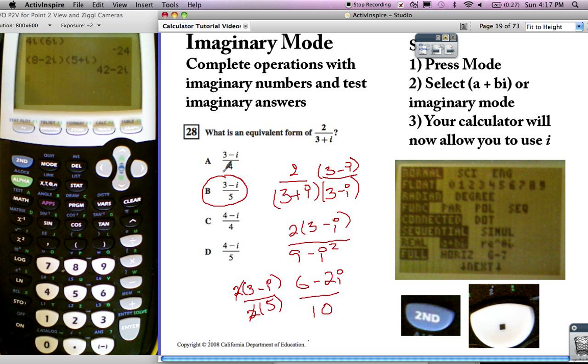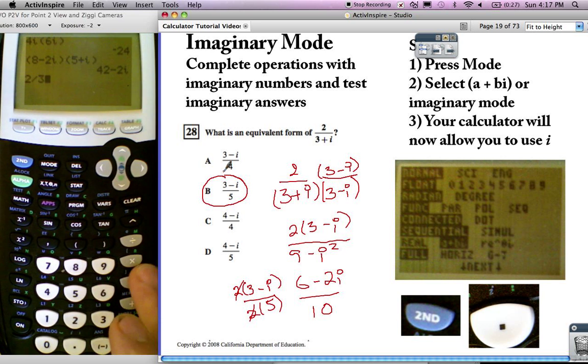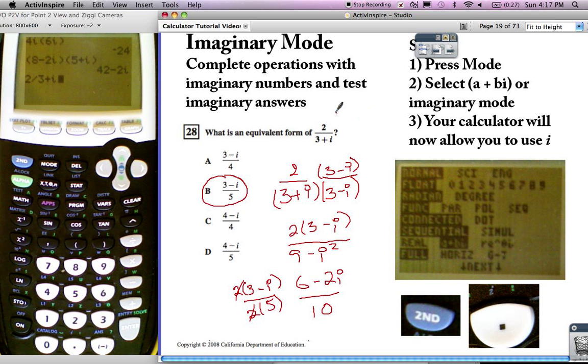Here's how the calculator could help me. I'm going to type in the original expression. Now, you have to know how to use parentheses. Notice that if I were to type this in, what it's actually going to read that as is 2/3 plus i, and that's not what our original expression is. So you have to be very careful when you're typing this in to check your answers that you're using it correctly. All right, so I'm trying to drag this wrong answer out of my way.